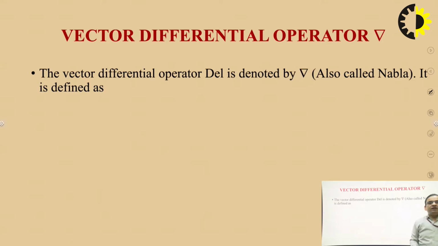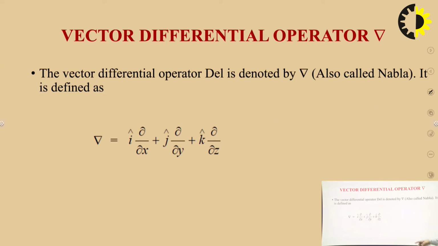The differential operator del can be defined mathematically by this simple vector form. You can see this is the del operator, the symbol, and here are the unit vectors i, j, k along the axes x, y and z, and these are the differential operators corresponding to the components of a function in the direction of x, y, and z.